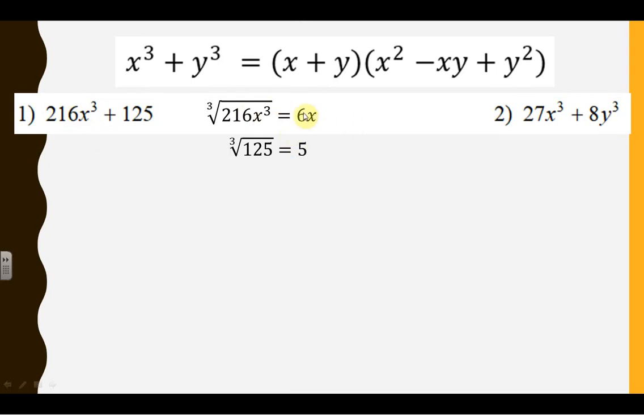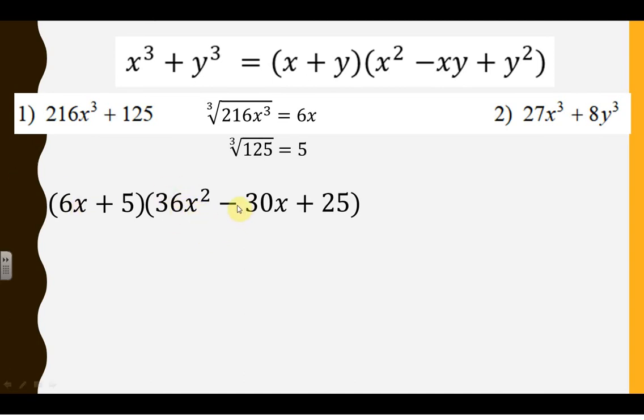If this doesn't come out pretty, guess what? It's not a difference of cubes. Perfect. So there's our first parenthesis, 6x plus 5. Because it's always the same. Okay, so there's your first thing. Now let's make the second one. Opposite. So you have to square that first term. So 6x squared is 36x squared.